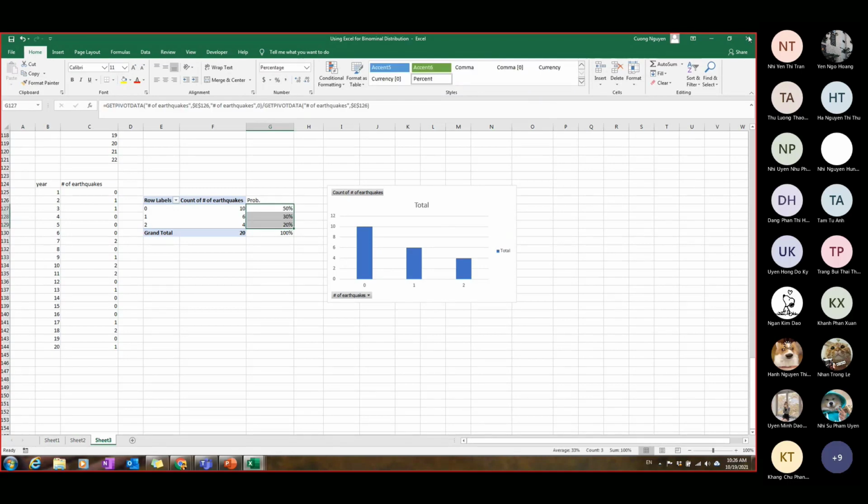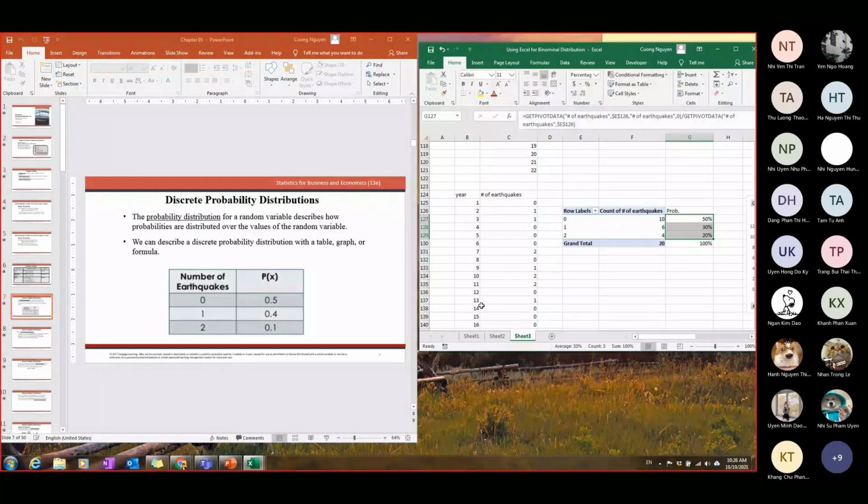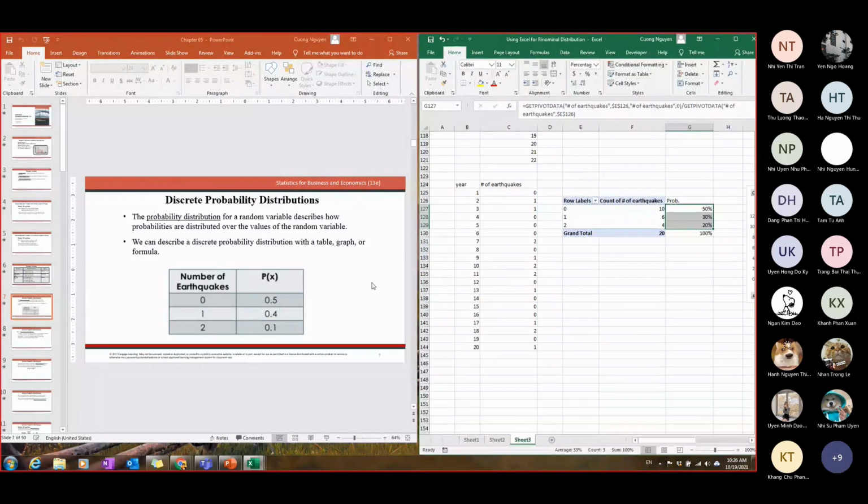This will be the graph too, if you want to put it in. That is the demonstration of how people can summarize everything into the probabilities table. Save all the data into the table, and you see we have 50% that there will be 0 earthquakes this year. We predict about 30% that we can have 1 earthquake this year, and 20% that we're going to have 2 earthquakes in a year. That's what people do for the discrete probability table.